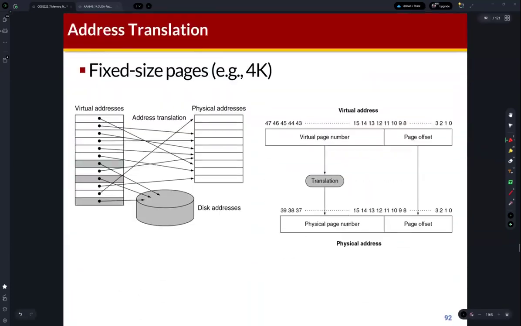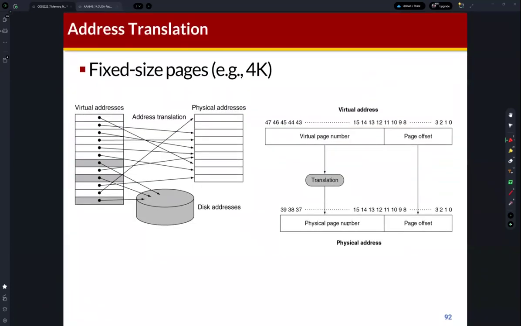Okay, let's see the concept. You can see this figure. This is the virtual address space, the virtual memory space provided to the launched process. And this is the physical address in the real physical memory, which means DRAM addresses. Also, you can find the disk addresses, which means hard disk drives or SSDs, solid state drives.